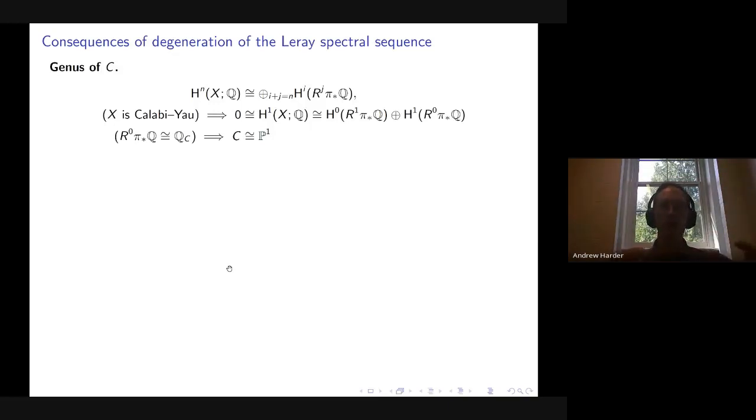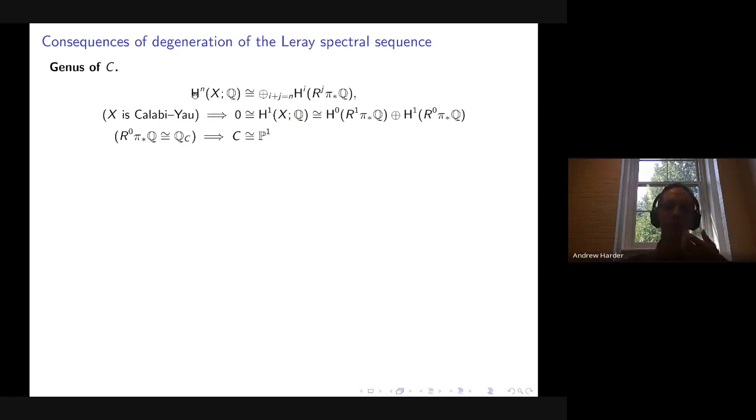If you have a proper map to a curve, then this goes back to Zucker essentially. The Leray spectral sequence for this proper map degenerates at the E2 term to give you this decomposition. So H^n splits as a direct sum, non-canonically, but it splits, where i plus j equals n. The first consequence of this is that if we assume our total space is Calabi-Yau, well, remember that I said that for me a Calabi-Yau has h^1 equal to 0.